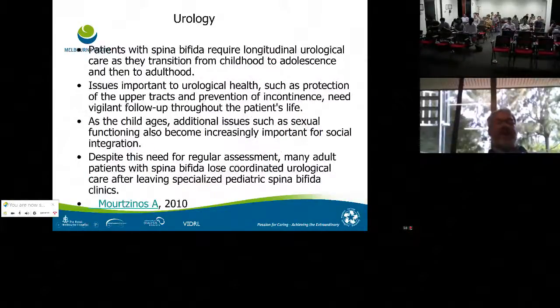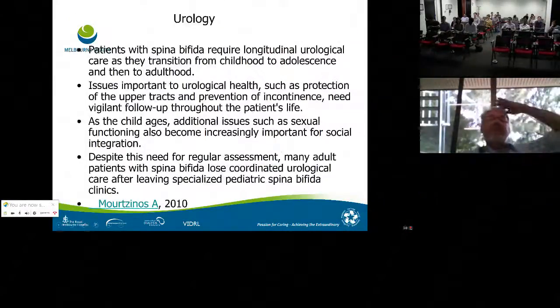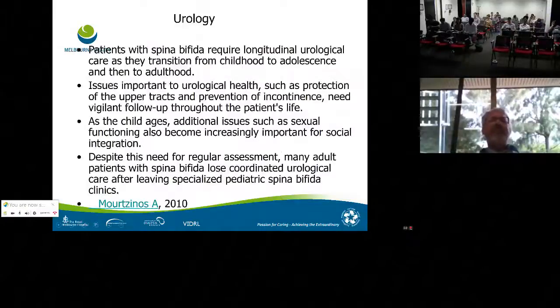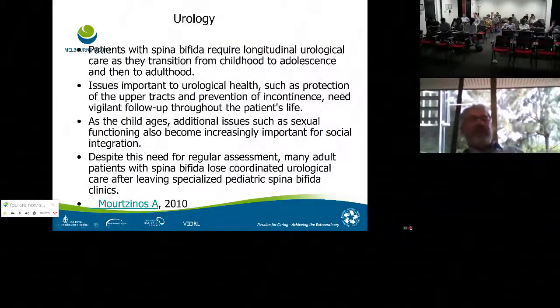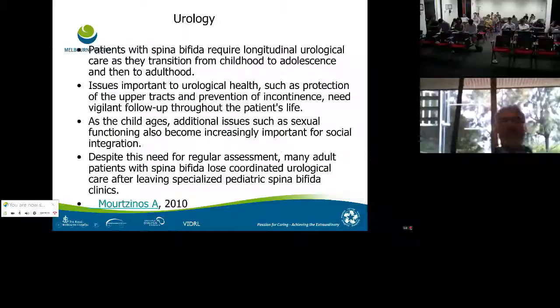People require long-term urological care, and so they need to be followed up with urology, especially if they've had any operative treatment.